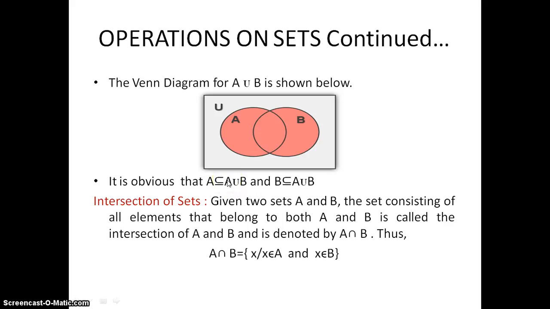Next, moving on to the discussion of intersection of sets. Given two sets A and B, the set consisting of all elements that belong to both A and B is called the intersection of A and B, and is denoted by the symbol A intersection B. This is how we are going to denote the intersection of sets. Thus, we write A intersection B is equal to {x such that x belongs to set A and also x belongs to set B}. Here we need to notice clearly that with respect to union we use the keyword OR, and with respect to intersection we use the keyword AND.